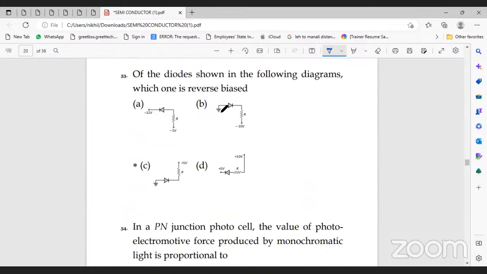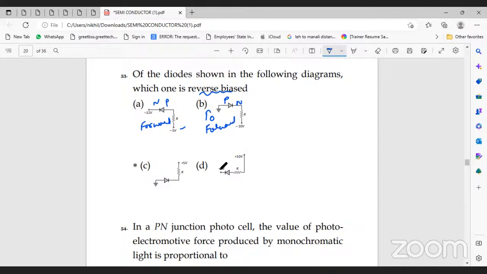I think you can manage this. You have to search for reverse bias. How to search for reverse bias? P type is connected to -5. N type is connected to -12. -5 is more, so this is forward bias. P type is connected to 0. N type is connected to -10. So this is higher compared to minus, so this is also forward.